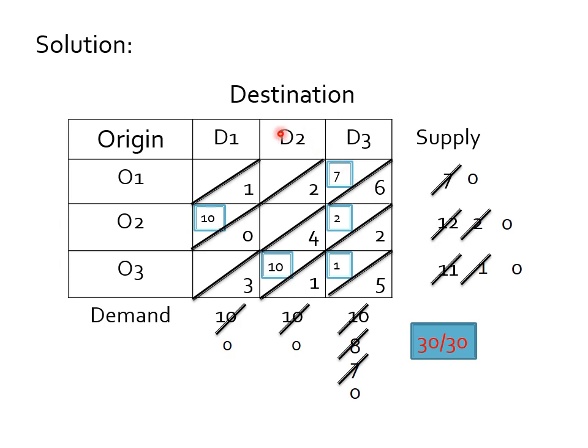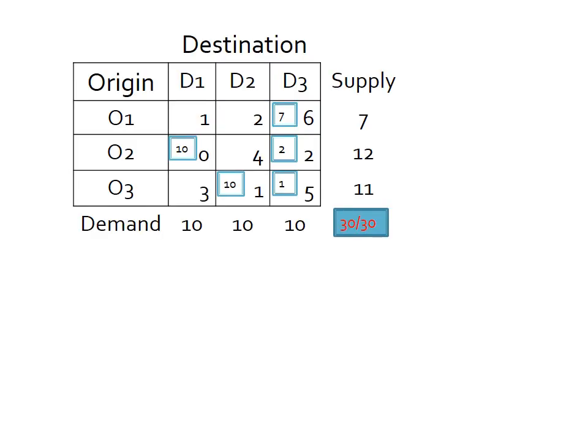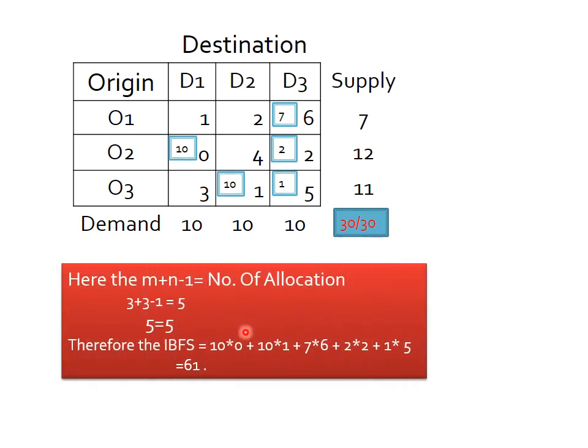So after allocating all these, we have to find the initial basic feasible solution. For that, we have to check this condition: m plus n minus 1 equals the number of allocations. Here m represents the number of rows and n represents the number of columns. So here 3 rows and 3 columns, so 3 plus 3 minus 1. How many allocations do we have? 5 allocations. So 6 minus 1, 5 is equal to 5. This condition is satisfied. Then we write the initial basic feasible solution.